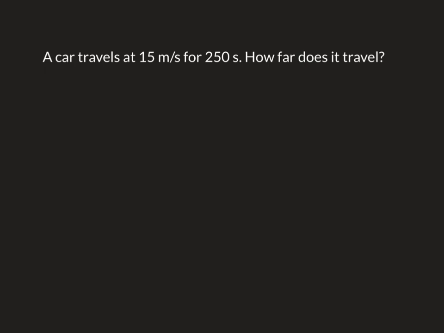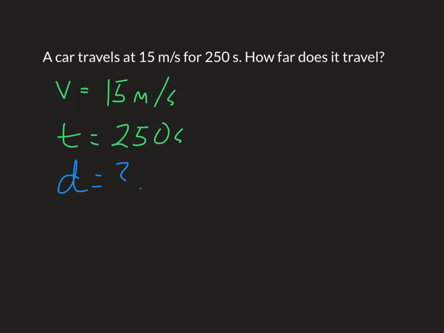So that's why the GRASP method is really important. It's helpful to write down what you know and what you still need to find. So here, based on the question, we know that our speed is 15 meters per second, and we know that our time is 250 seconds. Then the question says, how far does it travel? Whenever you see something like how far does it travel or what was the distance covered, it's asking for distance. So our unknown here, what we're trying to solve, is our distance.